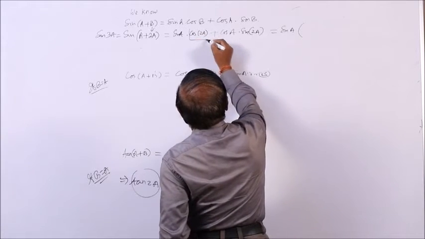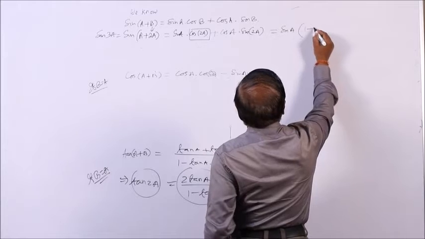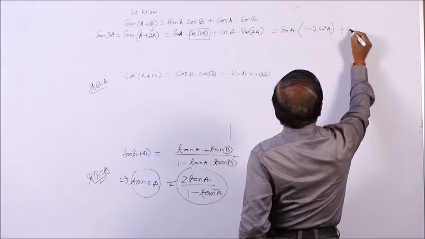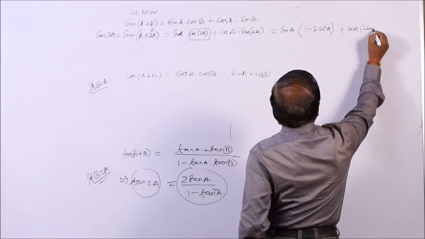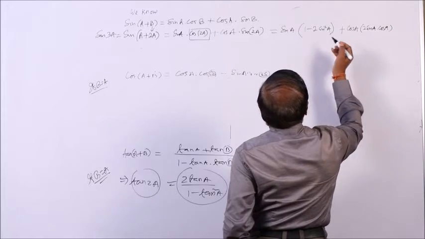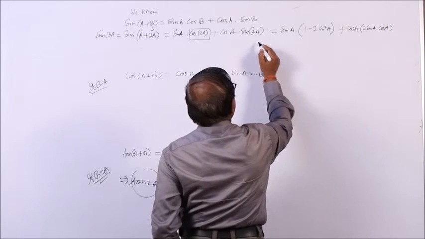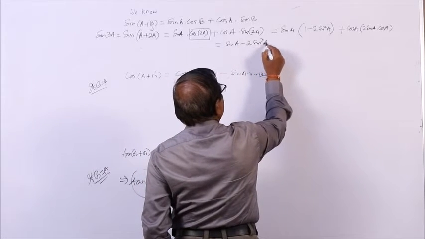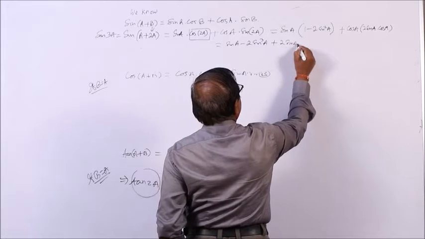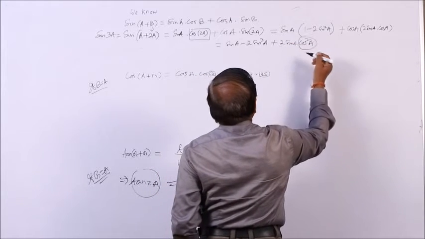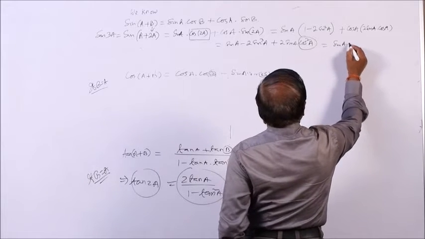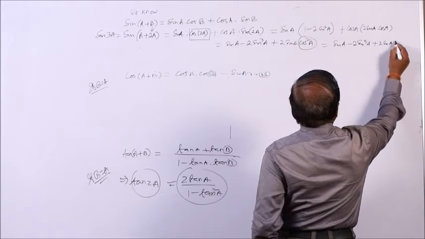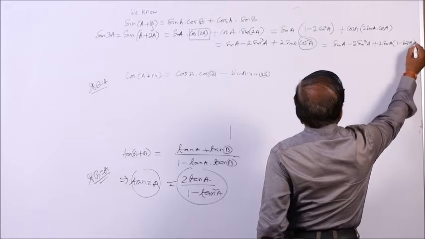Just before some time I have derived the formula cos 2A in terms of sin A, 1 minus 2 sin square A, and this becomes cos A into sin 2A, right? Cos A, sin 2A is 2 sin A into cos A. Just before some time I have derived this. So, this becomes sin A minus 2 sin cube A plus 2 sin A into cos square A. So, this becomes sin A minus 2 sin cube A plus 2 sin A into 1 minus sin square A.